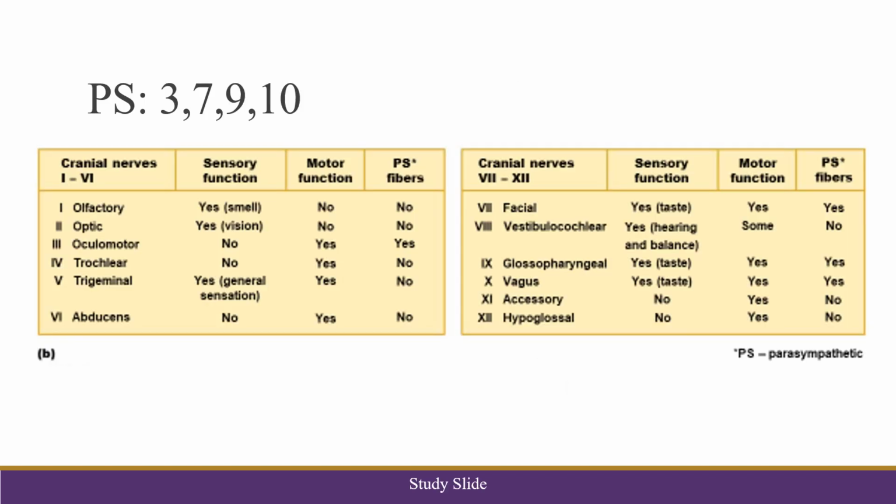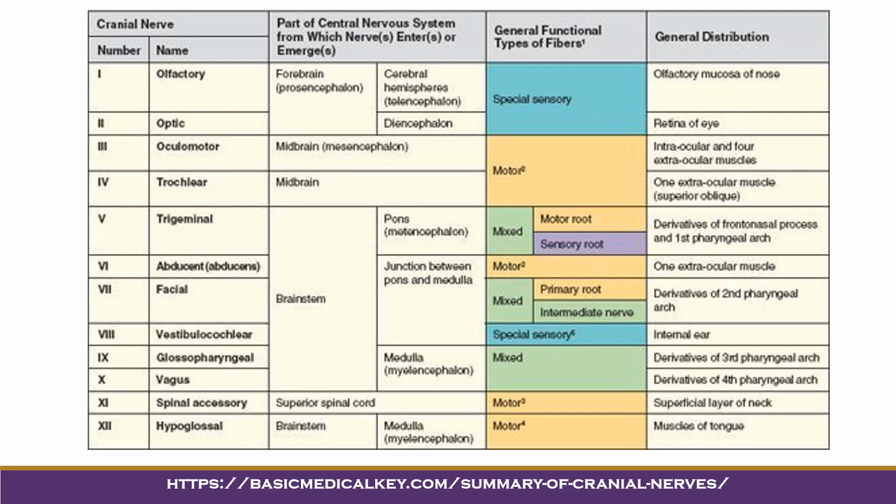Nice little chart here talking about parasympathetics. So 3, 7, 9, and 10, cranial nerves 3, 7, 9, and 10, and their parasympathetic correlations here. So you can look at this chart to help you study that as well, kind of quiz yourself. This is a really nice chart as well, and I put the citation at the bottom there, and you can check that out. So again, it's cranial nerve, name, part of the central nervous system where it emerges from. Hey, just think about your rule of fours. And then function, sensory, motor, both, and then general distribution.